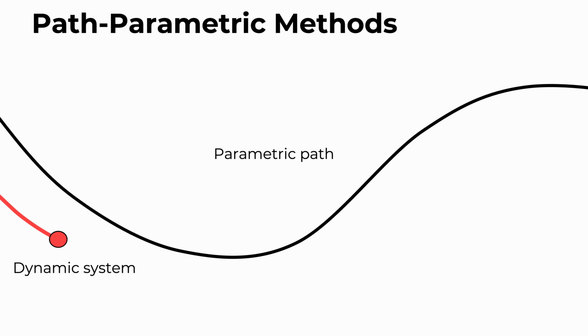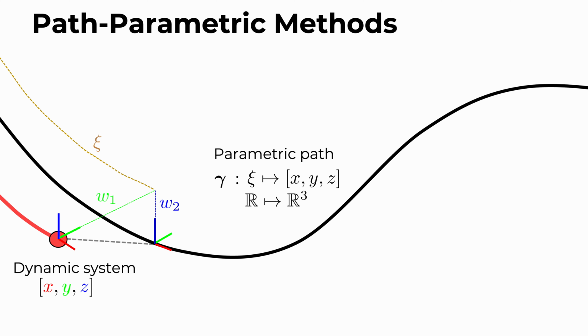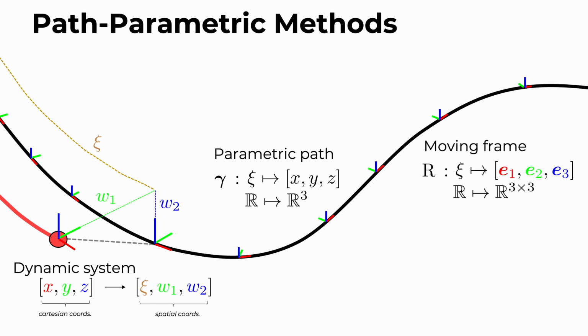The fundamental principle underlying such path parametric methods is to project the system dynamics from a fixed coordinate system to a moving frame attached to the parametric path, denoted by capital R. The spatial coordinates resulting from this projection, the progress along the path shown in brown and the orthogonal distance to it shown in green and blue, are very appealing for motion planning and trajectory optimization. This is because they allow us to embed the geometric features of the environment into the underlying decision-making algorithms.